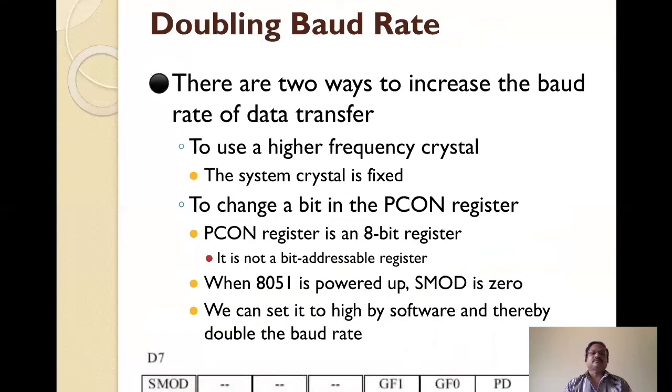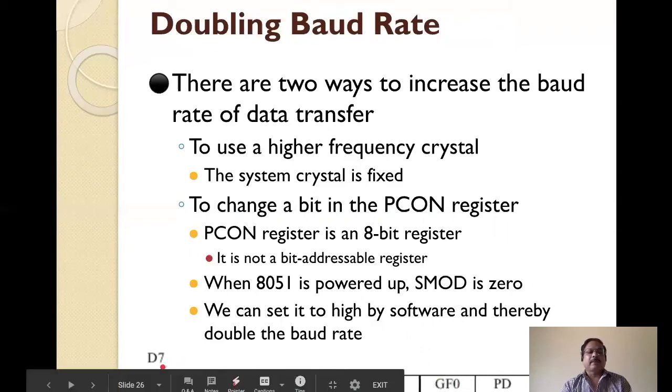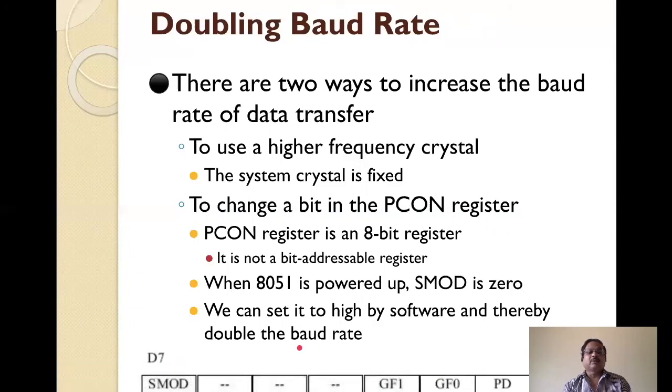Then you can double the baud rate. How? We know there is an SMOD bit in the PCON register, which is the MSB. So by setting that SMOD bit, we can double the baud rate. Here you can see at the D7 bit position, there is the SMOD bit.